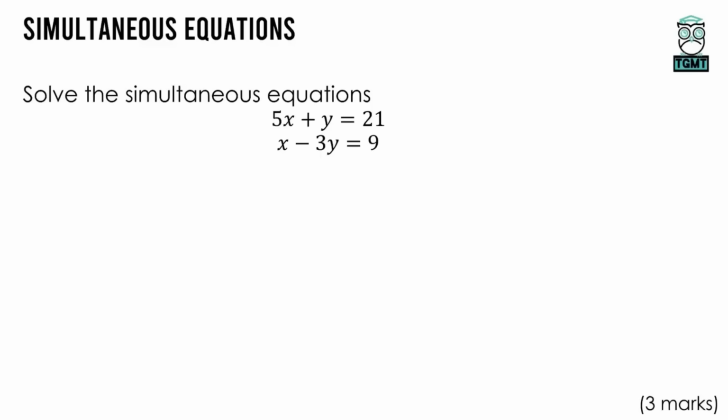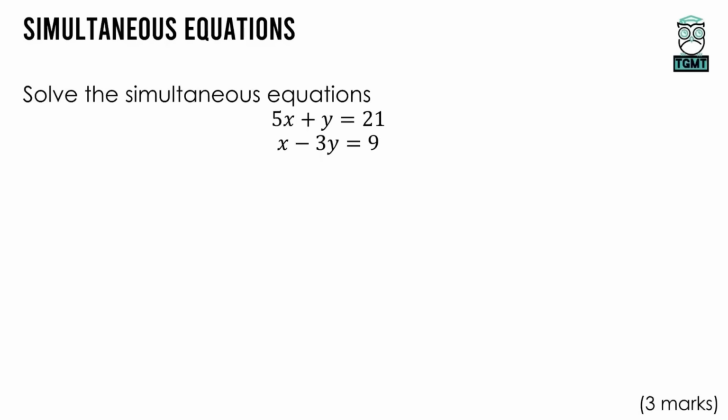With simultaneous equations, we need to make sure the coefficients of either x or y are the same. Now my personal preference is I always go for the coefficients of y, so I'm going to stick with that for this question. If you do the x's, that's absolutely fine. You can always stick to your method, but I always go for the y's.